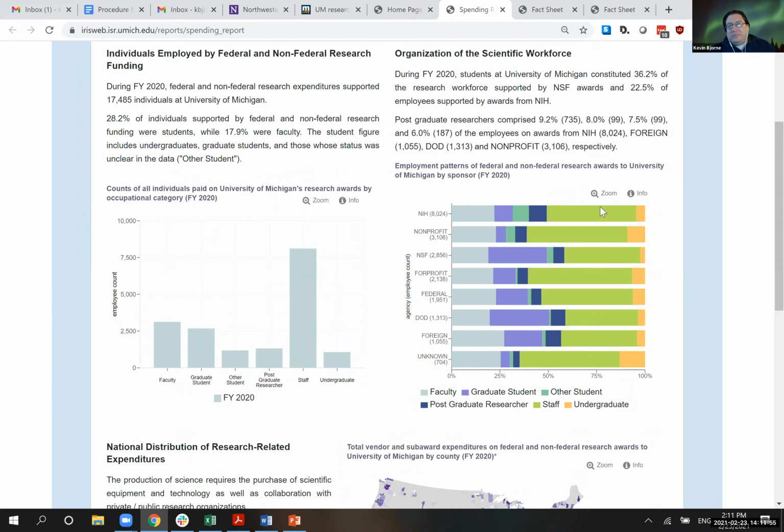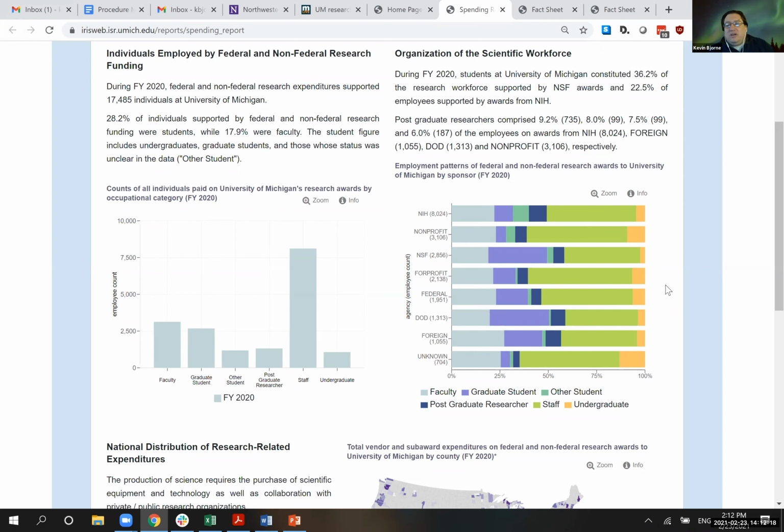At the same time, in the second chart here, we look at the funding sources that provide the salary, the money to pay for these individuals, and we rank them. We put the top 8 here. So you can see here at U of M, NIH is the number one supporter of the staff, the personnel, the employees that are conducting the scientific research.